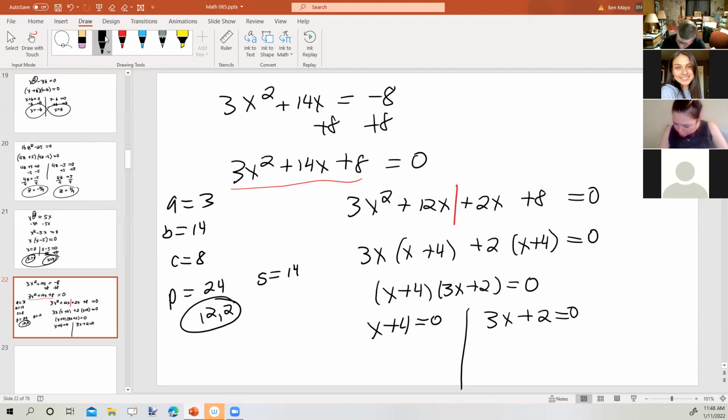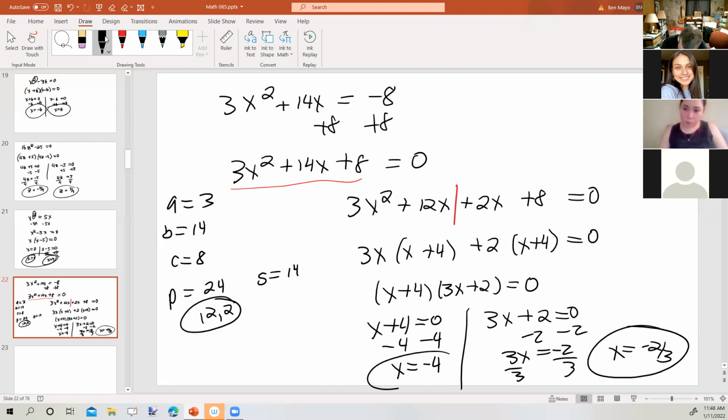If x plus 4 equals 0, subtracting 4 from both sides, we get x equals -4. If 3x plus 2 equals 0, subtracting 2, we get 3x equals -2. Divide by 3, x equals -2/3. So we have that situation. So if it's not in standard form, we need to put it in standard form and then factor it.